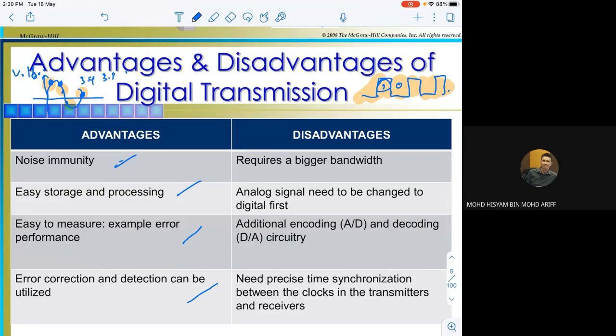Disadvantage: it requires bigger bandwidth. This is the bad thing. Also, the analog signal needs to be changed to digital first. If you are using analog and your system is digital, it is not working. It must be changed. Change using what? Using an analog to digital converter, ADC, or DAC, digital to analog converter.